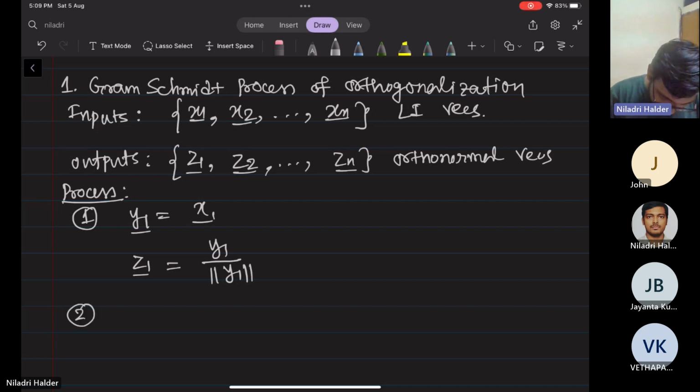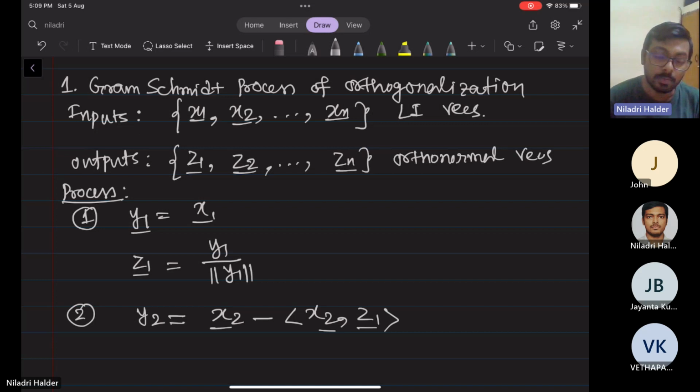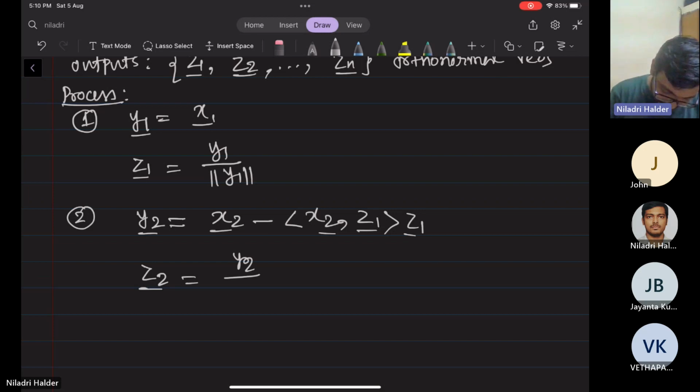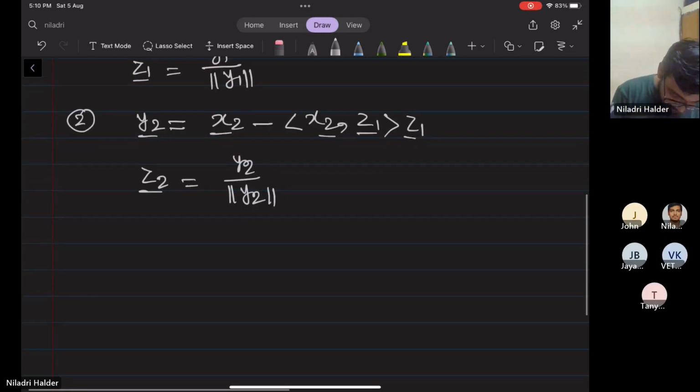Then in the second step, we'll take y2 as x2 minus something, so x2 is another linearly independent vector, so we'll eliminate some portion from x2. Which portion? We'll eliminate the inner product of x2 and z1. This z1 is a unit norm vector, so we can find the inner product between the vectors x2 and z1, and then eliminate that portion from x2. Then the remaining portion is y2. And then to make the norm unit, we'll divide y2 by norm of y2.